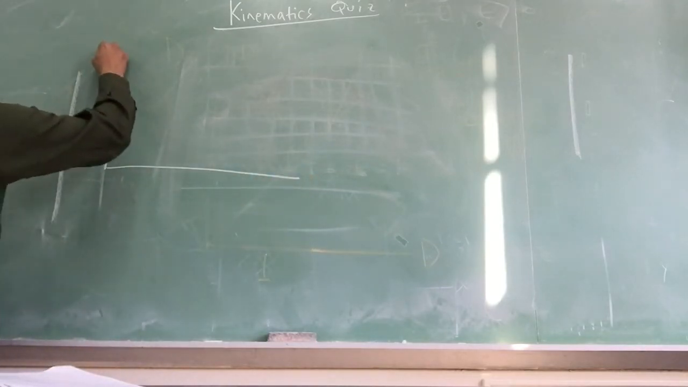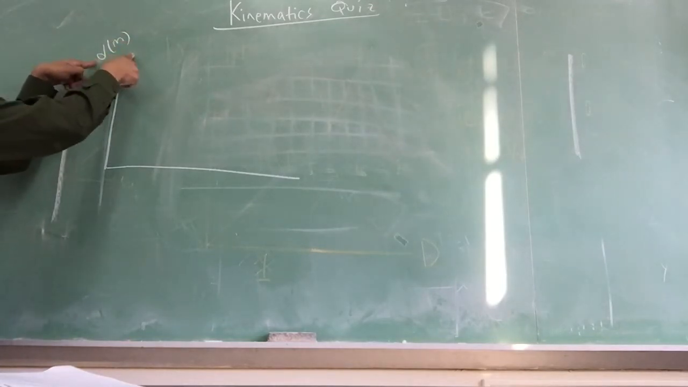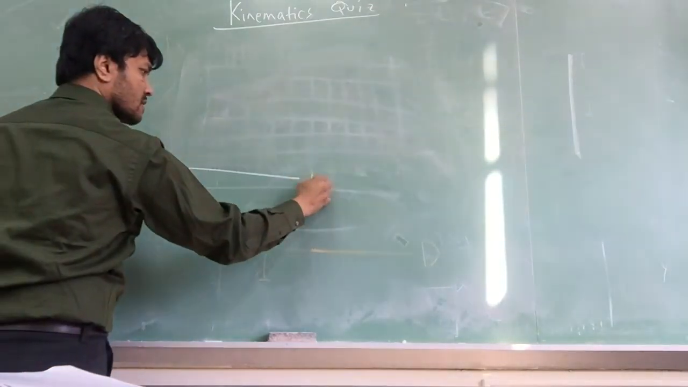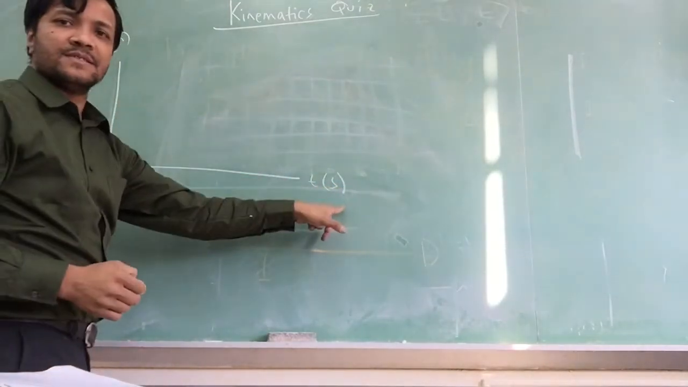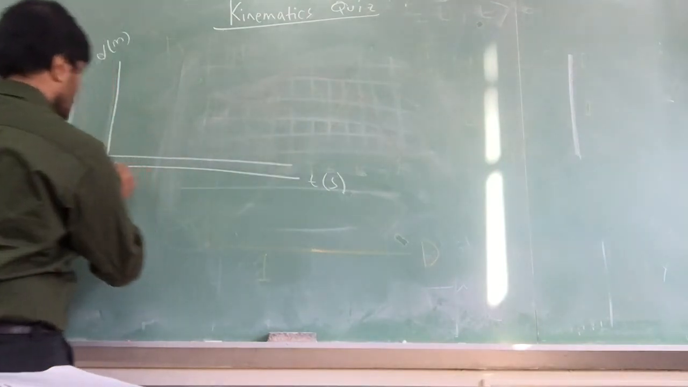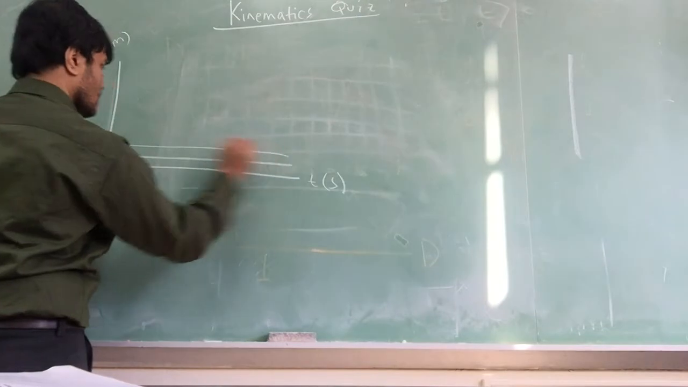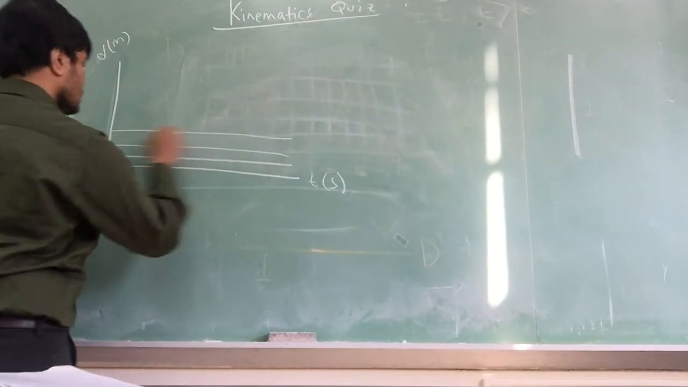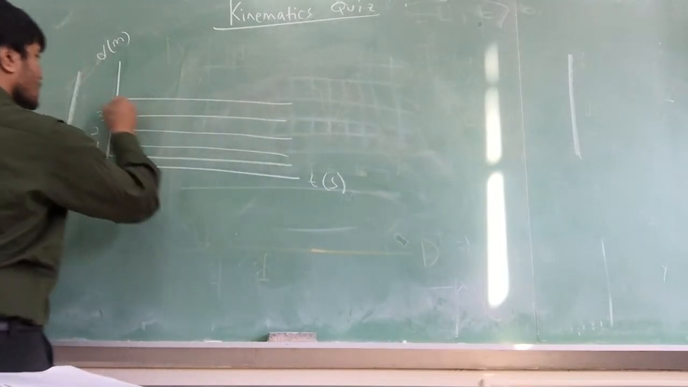So I have a distance-time graph. Distance is in meters, time is in seconds. The time axis runs -1, 0, 1, 2, 3, and 4.